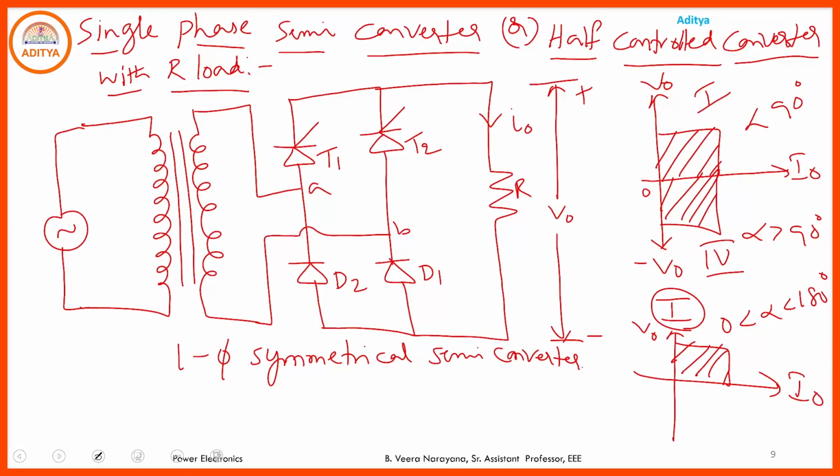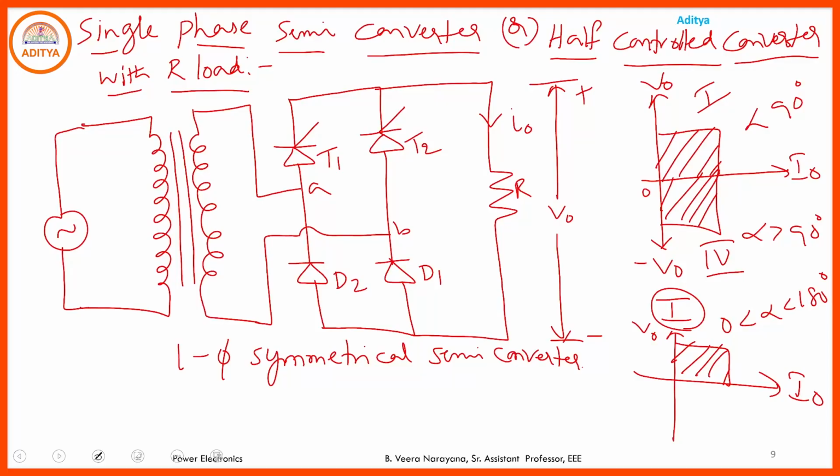If you keep one SCR and one diode on one leg, and another thyristor and another diode on the other leg, then this is the symmetrical semi-converter. Or if you keep 2 SCRs on one leg and 2 diodes on the other leg, that is considered the asymmetrical semi-converter. For most switching applications, we go through the symmetrical semi-converters, so we concentrate on the symmetrical semi-converter.